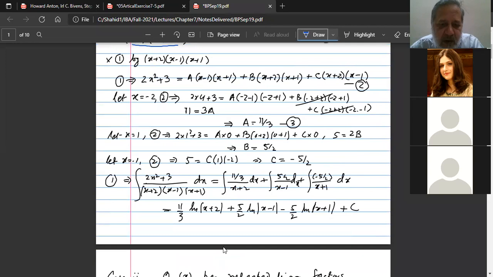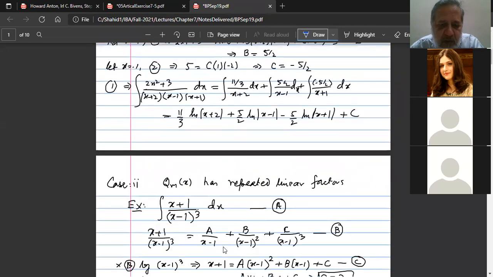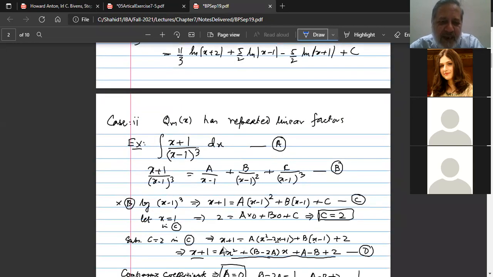So what I mean is x plus 1 upon x minus 1 raised to power 3. So this denominator is factorized, and the factor is linear, but that is repeated 3 times. In that case, x plus 1 upon x minus 1 whole cube will be written as a upon x minus 1 plus b upon x minus 1 whole square plus c upon x minus 1 whole cube. If this was power 4, there would be one more term, plus d upon x minus 1 raised to power 4.